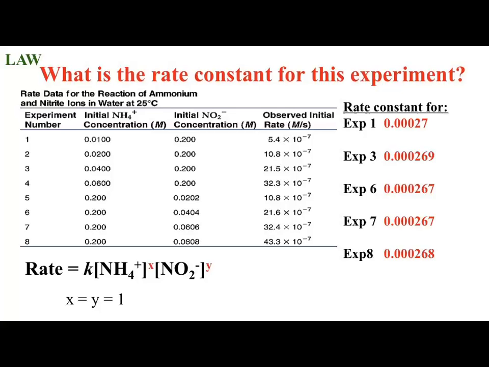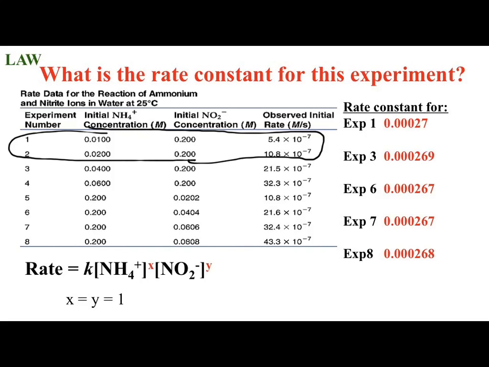We went through and just looked at the data and looked for simple comparisons. For instance, we compared experiment 1 to 2. We looked all the way through at those, and we said that in the course of that experiment, we noticed that the nitrite concentration stayed the same, so that's not going to have an effect on the rate, because if it doesn't change, it can't change the rate.